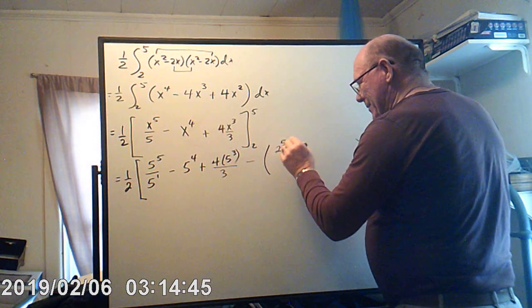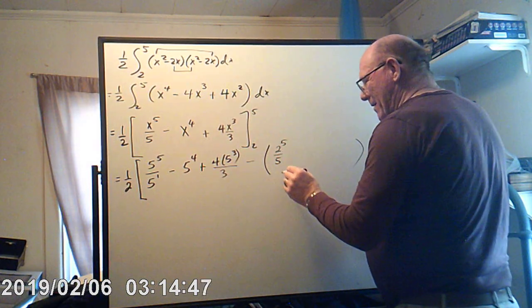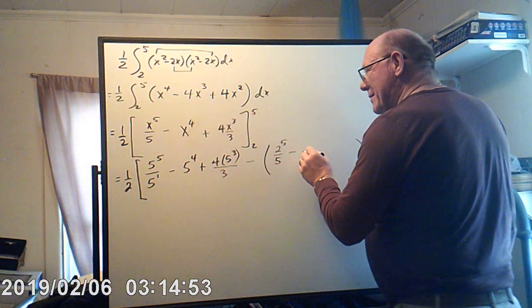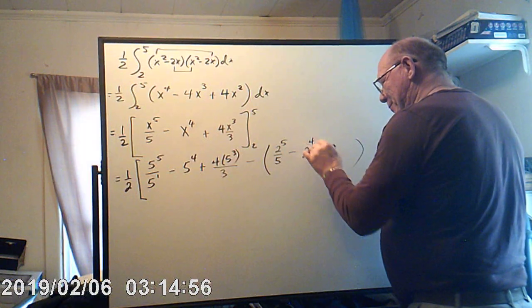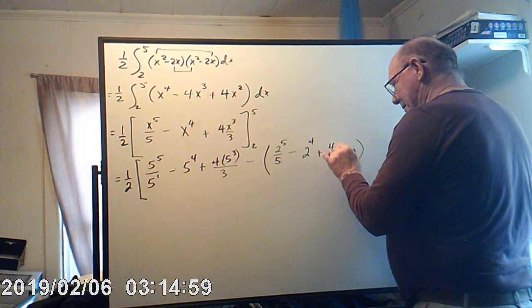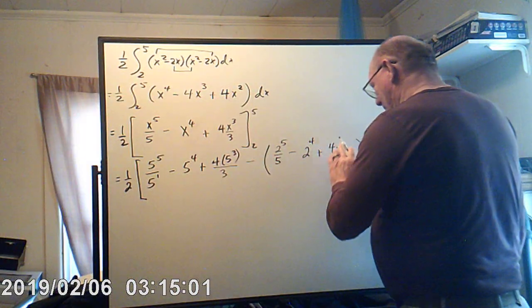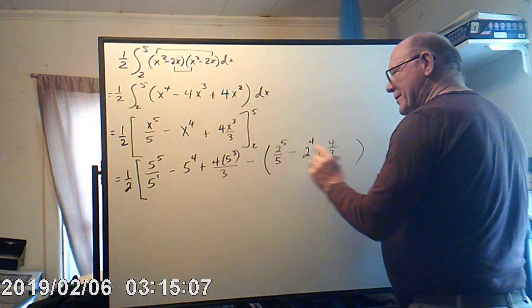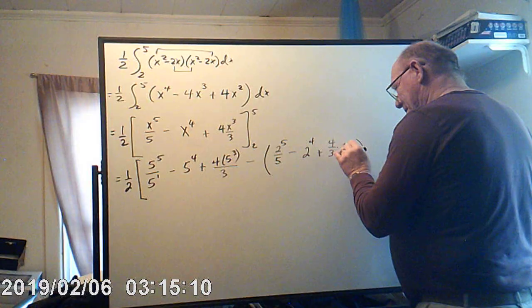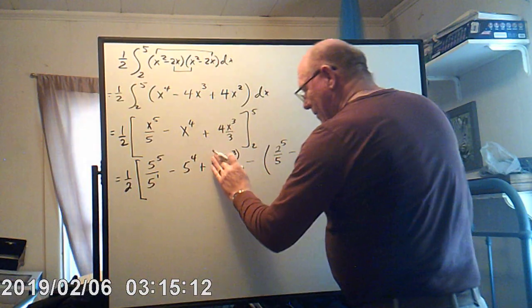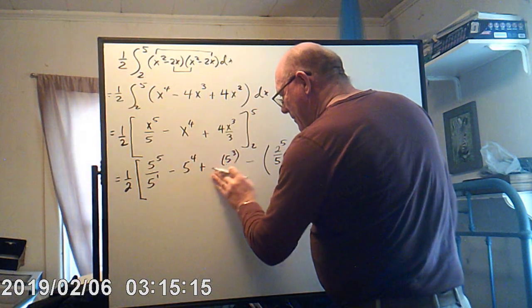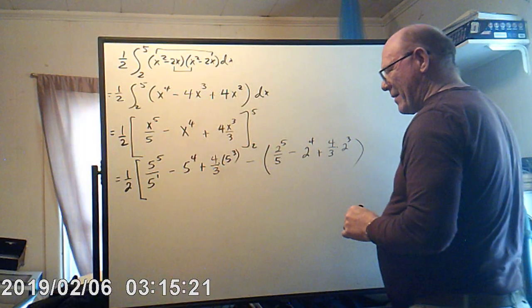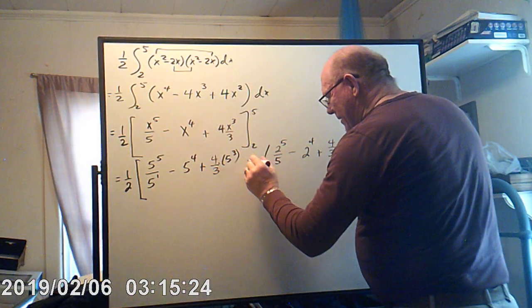2 to the 5th over 5. Make sure you put the correct denominator here. If you don't, you're going to miss it. Okay, so 2 to the 4th. Alright, 4 times, we can do 4/3 if you want to. I don't care, it doesn't matter. 4/3 times 2 cubed. We can just make this 4/3 times that. It does not matter. Just remember, this is a minus sign here.